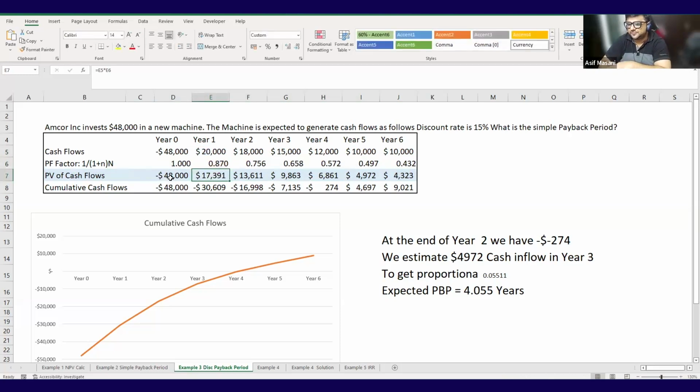And once you calculate the discounted present value of cash flows, you can do a cumulative calculation. So this is cumulative, meaning year 0 you are negative 48,000. Year 1 you recover 17,000 in net cash flows in terms of the present value. Although you recover 20,000, you are getting that after 1 year. So the value of that 20,000 today would be 17,391.